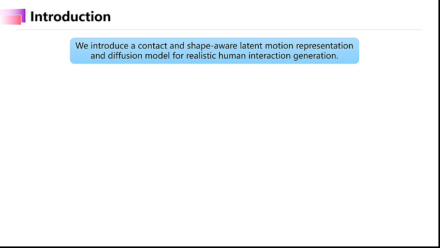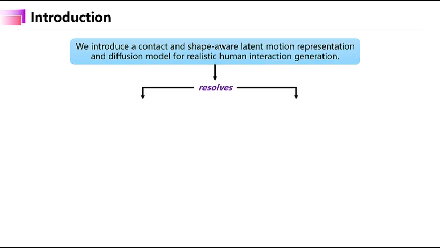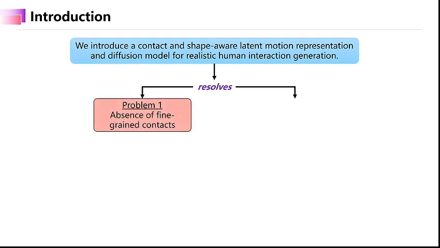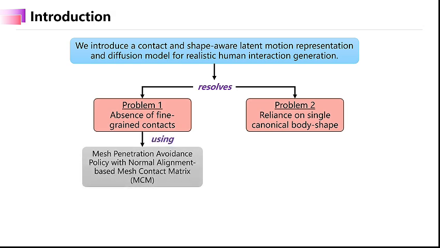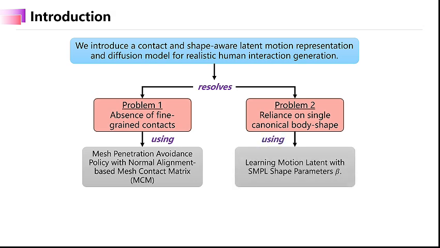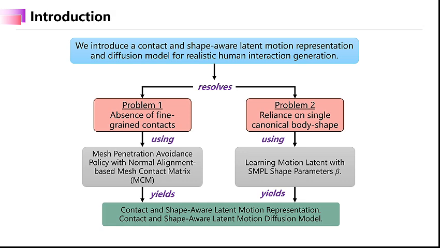So we introduce a contact and shape-aware latent motion representation and a diffusion model for generating realistic interactions that resolves two of the existing problems in the research. First is the absence of fine-grained contacts, and second is the reliance on a single canonical body shape. CoShMDM addresses these challenges through contact-aware modeling using mesh contact matrices and explicit SMPL shape conditioning. This produces the contact and shape-aware motion representation and latent motion diffusion model.